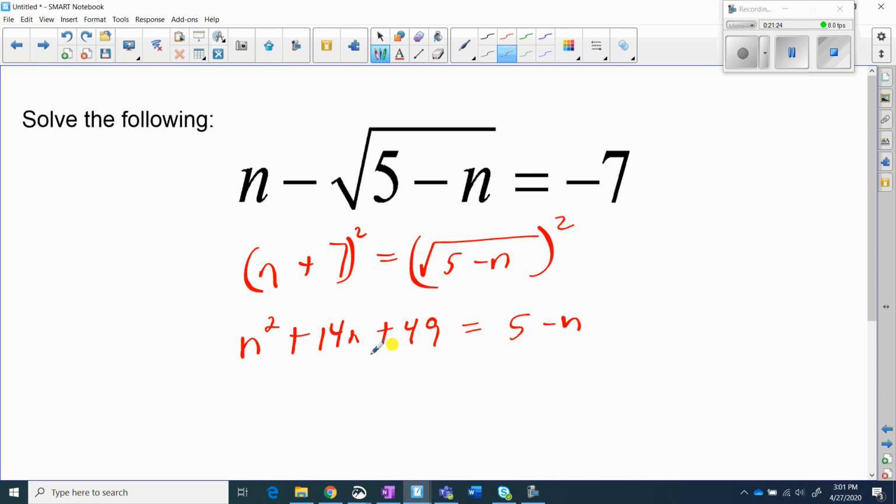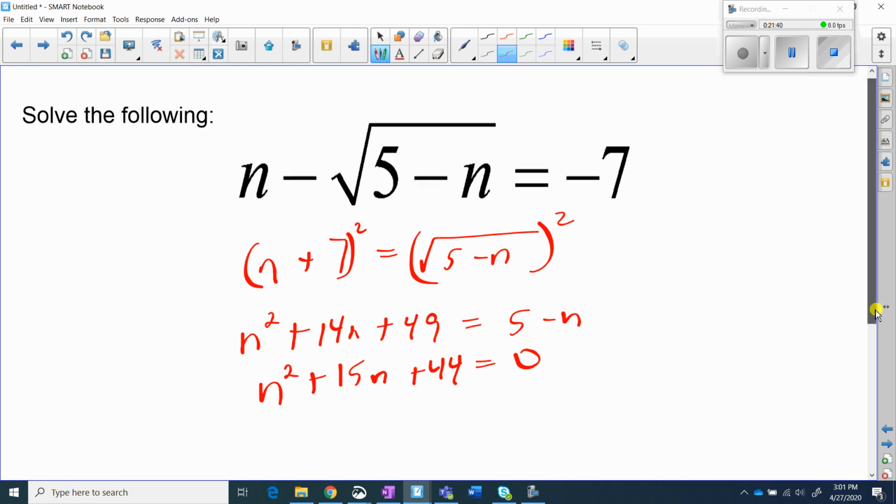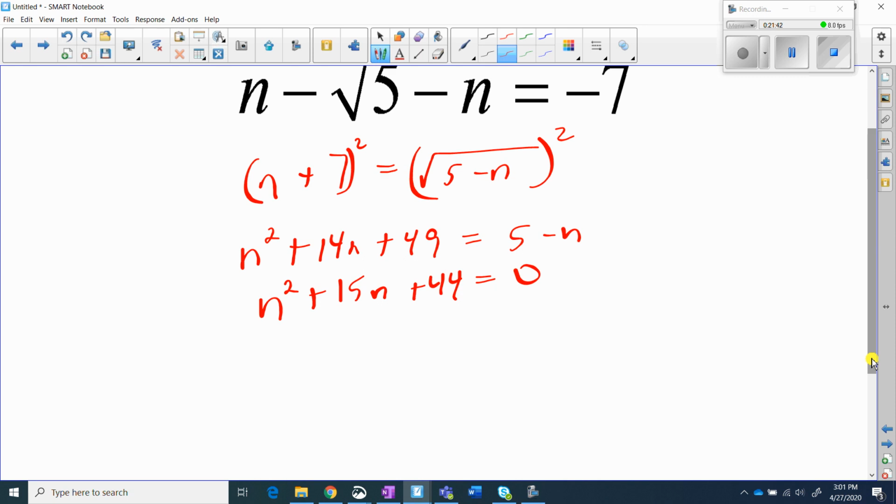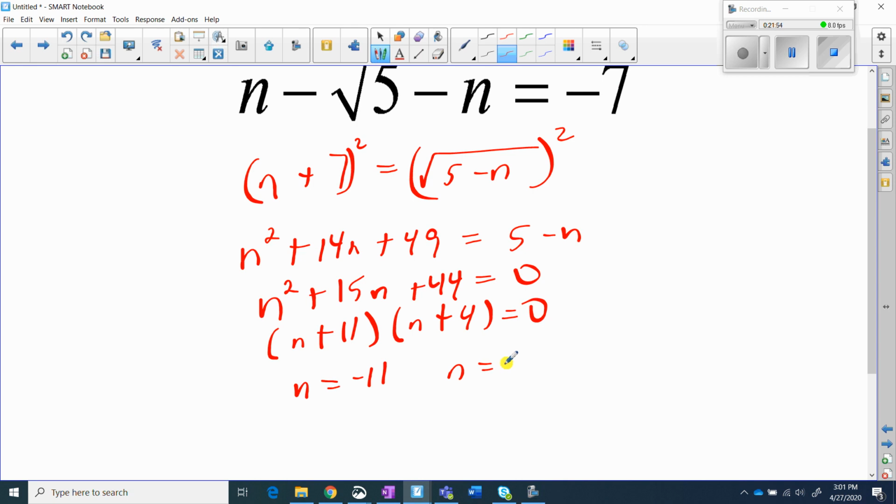It's quadratic, much like the last one, so let's move things around. N squared plus 15n, subtract 5, so plus 44 would equal 0. Now I want to multiply and get 44 and add to give 15. So that's going to be 11 and 4, n plus 11, n plus 4. Two possible answers. Notice I say possible, because I'm going to check in a minute and see if they are. So there's my two possible solutions.